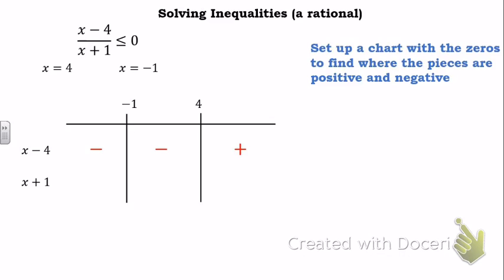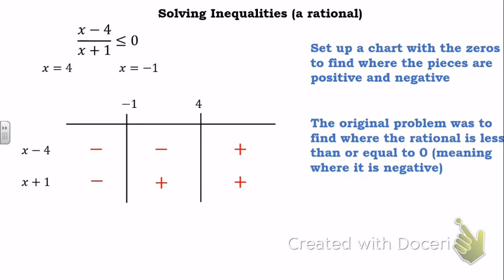Then I'm going to check for a number less than negative 1 for x plus 1. So let's say negative 2. I do negative 2 plus 1, which will be negative. Now I'm going to check for a number between negative 1 and 4. So let's say 0. I plug in 0. 0 plus 1 is 1, which is positive. A number greater than 4, 5. 5 plus 1 is 6, which is positive.